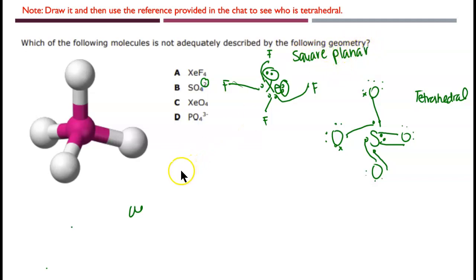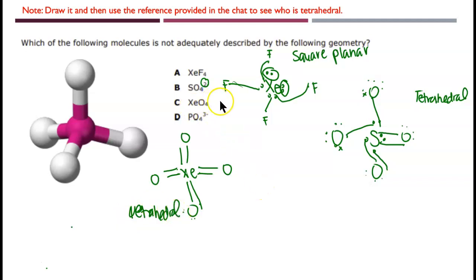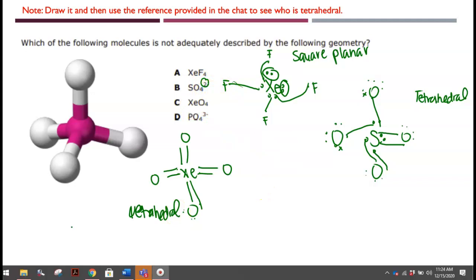Now let's go ahead and draw the next one, which is XeO4. Xenon again has 8 valence electrons. Oxygen has 6. And with oxygen, they're going to bond 2 of those single ones in the oxygen to 2 lone pairs. So it's going to be like that for every oxygen. It's going to have double bonds, which is also going to be a tetrahedral. So notice that both of these so far are tetrahedrals.